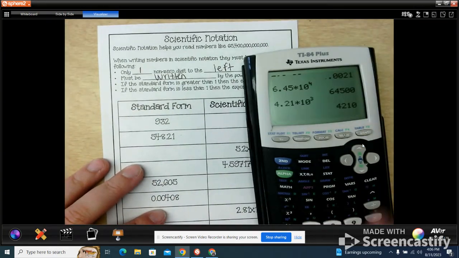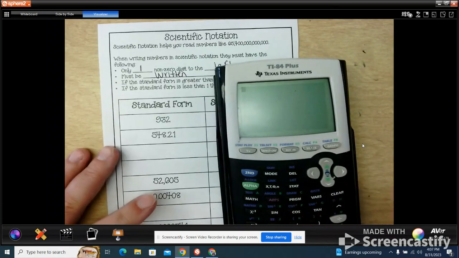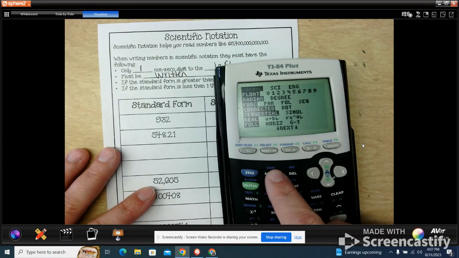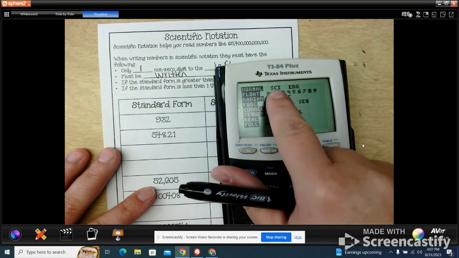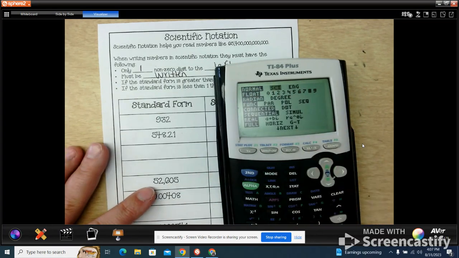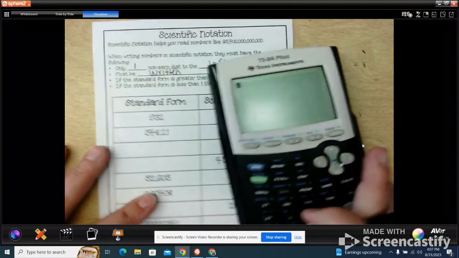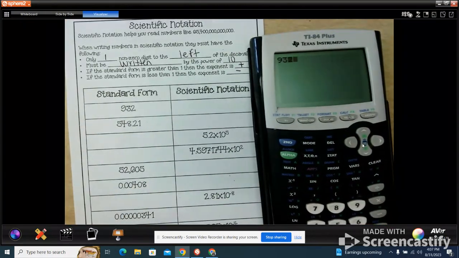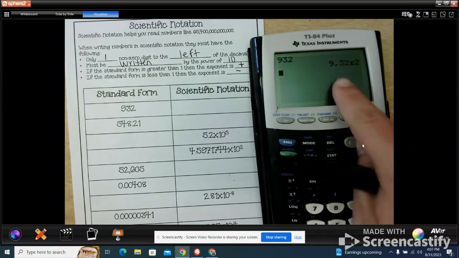So what you're going to do is, in your calculator, we're going to turn our calculator into scientific notation. So we're going to hit the mode button, and then you're going to arrow it over to SCI, and then hit enter. And then now it's in scientific notation mode, and then we're going to hit clear. So from here, all you have to do now is type in the number. So 932, enter, and there is our answer.